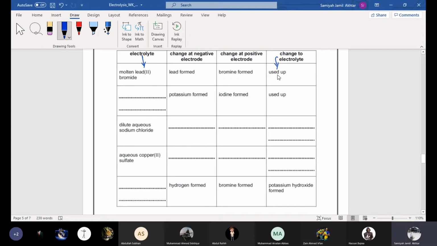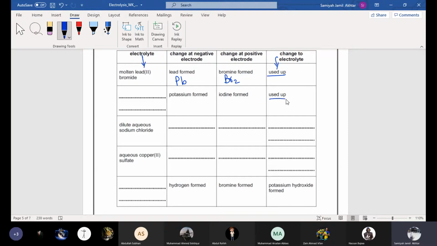Okay, so in the first one you can see that it's used up, so nothing is left, so it means in the electrolyte there is only lead and bromine present. Okay, so lead and bromine, nothing else, so molten lead bromide is the electrolyte.